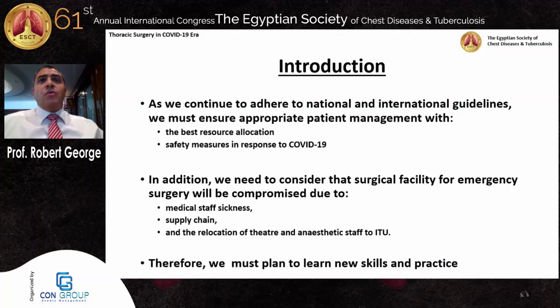In addition, we need to consider that surgical facilities for emergency surgery would be compromised, primarily due to medical staff sickness, which we have already seen during the springtime, supply chain problems, and the relocation of theater and anesthetic staff to ITU. Therefore, we must plan to learn new skills and practice and evolve our guidelines on how to manage patients requiring thoracic surgery who have COVID-19.